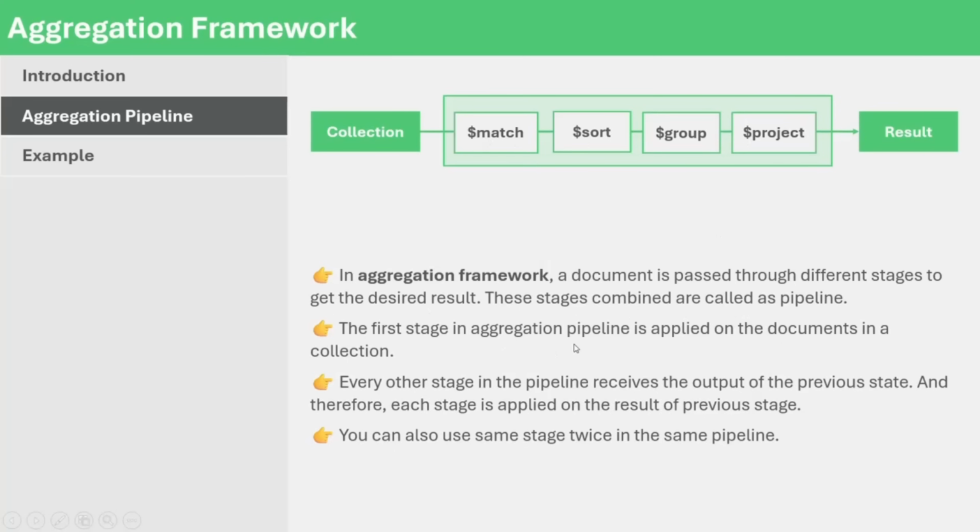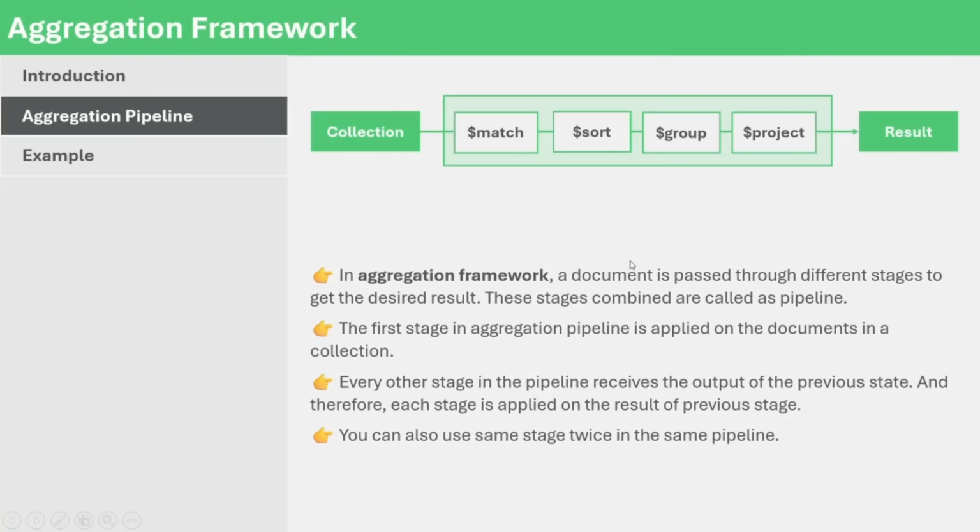The first stage in the aggregation pipeline is applied on the documents in a collection. As I mentioned, in the aggregation pipeline, the first stage will always operate on the documents of a collection, and the rest of the stages will operate on the result of the previous stage. So every other stage in the pipeline receives the output of its previous stage, and therefore each stage is applied on the result of the previous stage.